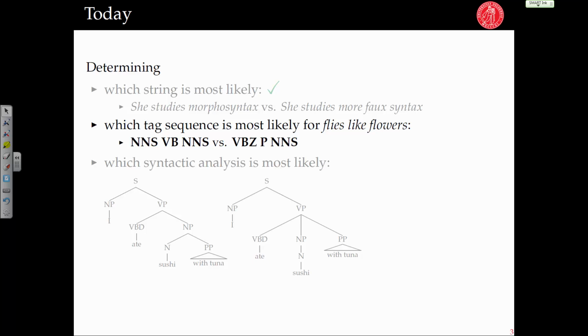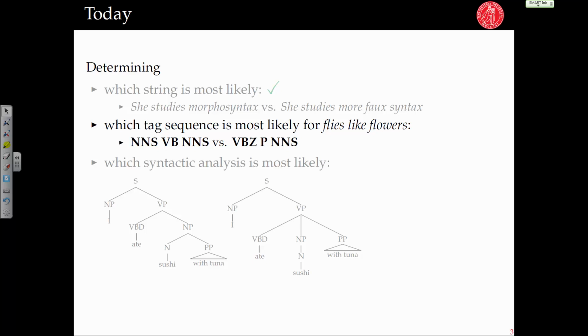If we look at flies like flowers, there are at least two possible sequences of labels that we can assign to this, and they differ because the word flies could be a noun in plural, so noun in plural in English, or the third person singular verb. So he flies, or it flies, he reads, it reads, in contrast to I read. So we add this S to mark that this is a verb in the third singular person form.